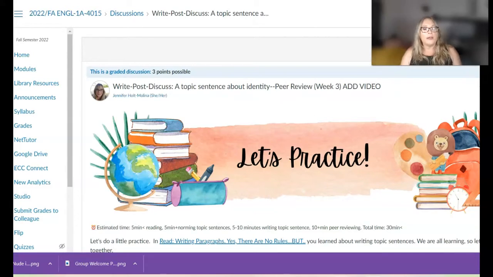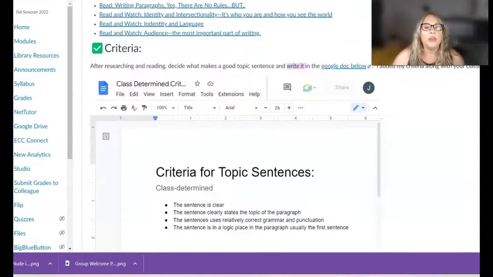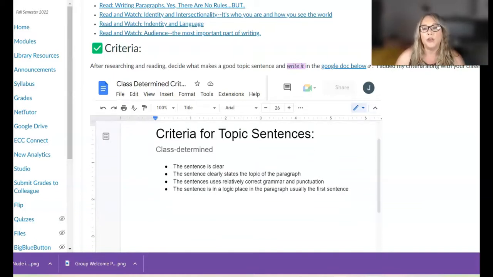So we are going to go ahead and look at the criteria. I'm here on the assignment, and the assignment is a topic sentence about identity, and then we're going to actually peer review that together. If you look here, it's our class-determined criteria. You are supposed to actually write in this box any other criteria that you can think of, but I have done this before class even begins, so I'm going to go ahead and use these.